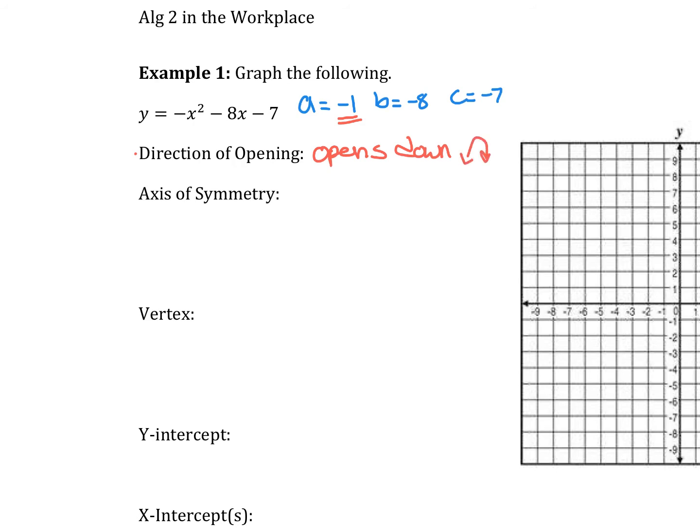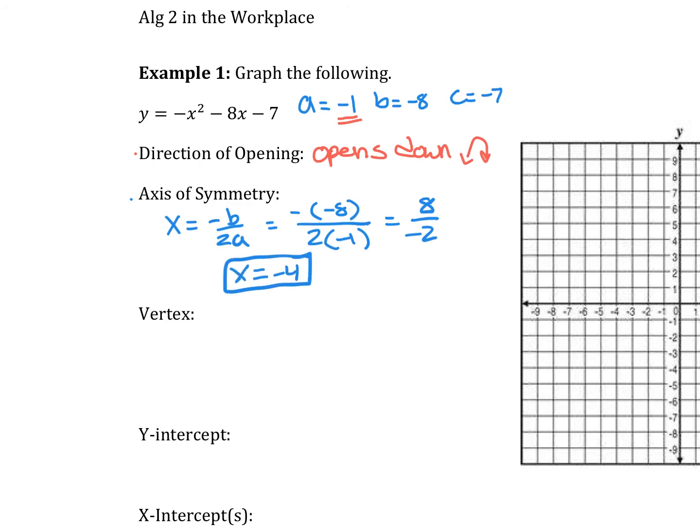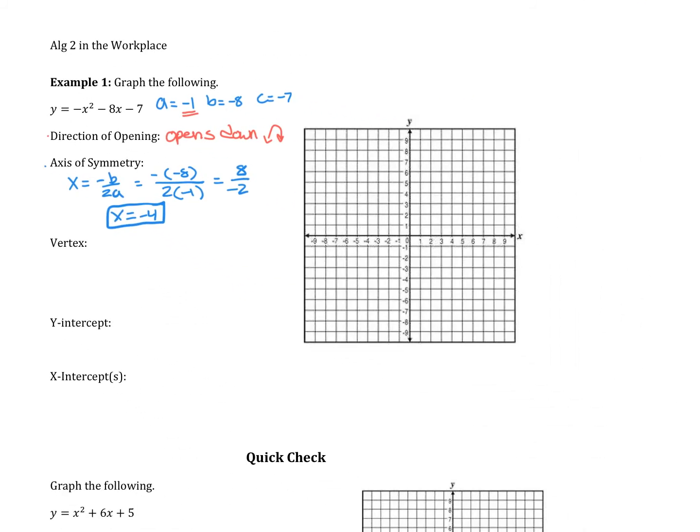Then our axis of symmetry, we use x equals opposite of b over 2a. It's always x equals. And so here our b is negative 8, so it'll be opposite, negative, and then the negative 8 in parentheses, divided by 2 times negative 1. Give us 8 over negative 2, or x equals negative 4. So I'm going to graph that vertical line here, just a dashed line at x equals negative 4.